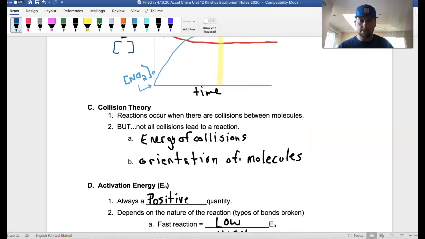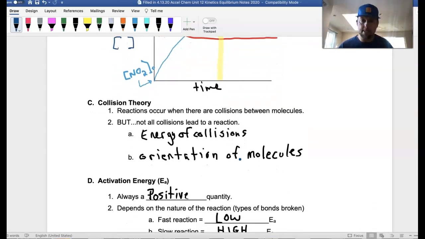All right. So for collision theory, we said whether a collision leads to a product depends on two things: the energy of the collisions, so that is both the mass and the velocity squared, the kinetic energy of those collisions, and also the orientation of those molecules.